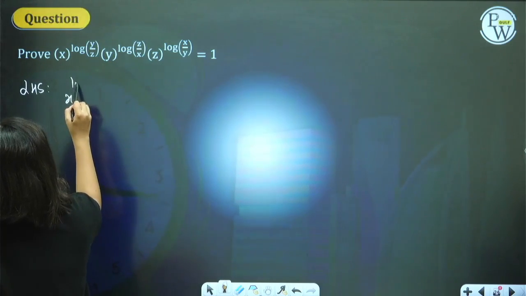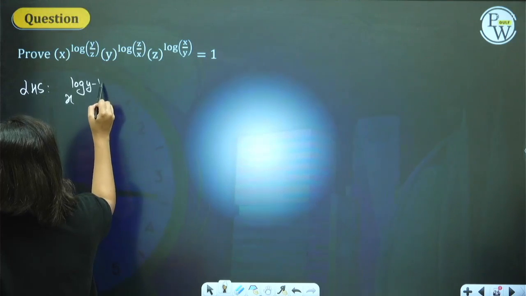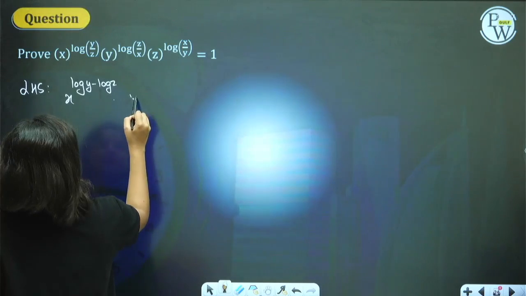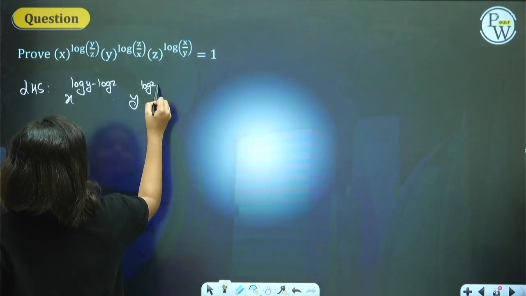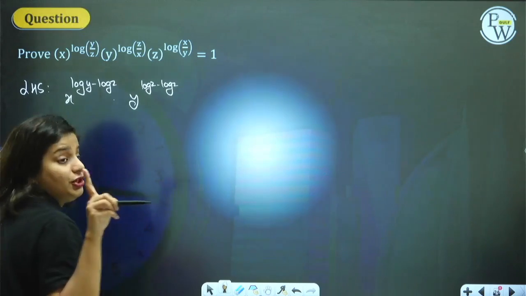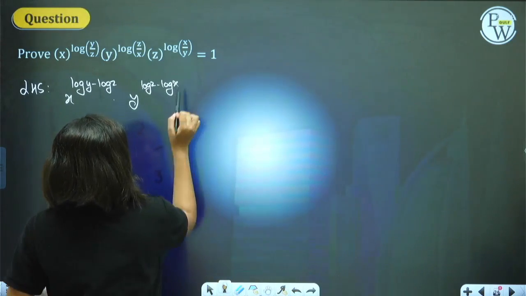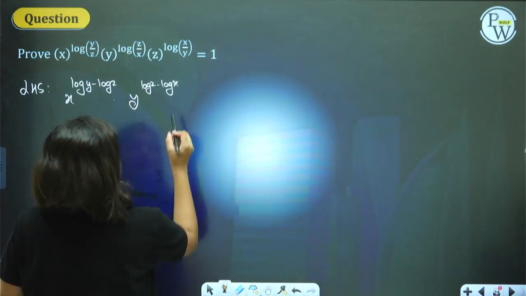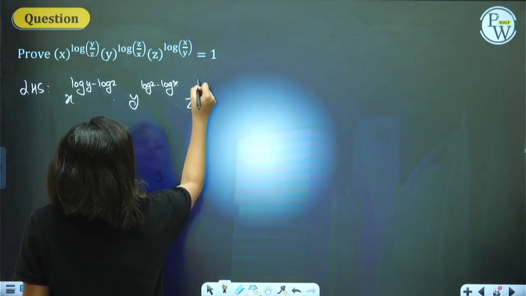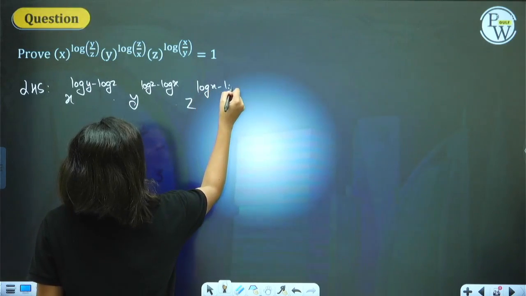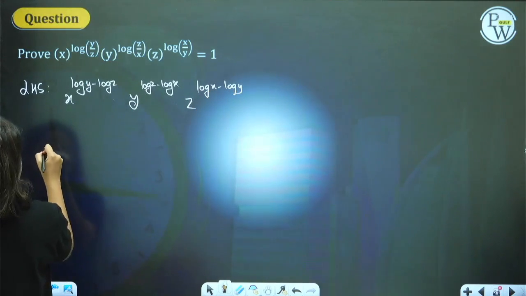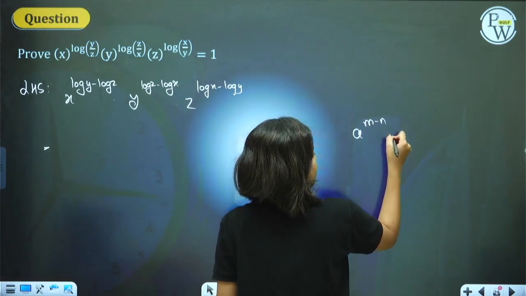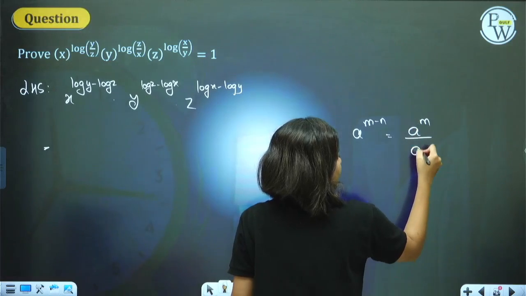It's x raised to log y by z. That can be written as log y minus log z, into y raised to log z minus log x. Guys, I am using the quotient rule. What is the quotient rule? Log of a by b is log a minus log b. So instead z by x, log z minus log x, into z raised to log x minus log y. Further, the property of indices, a raised to m minus n is nothing but a raised to m upon a raised to n.